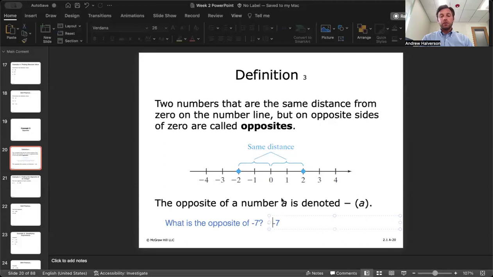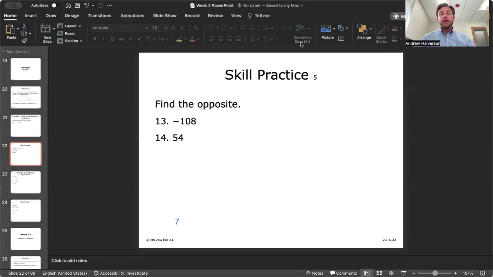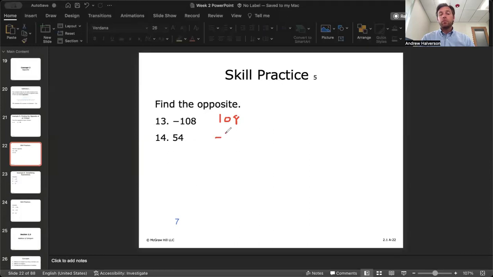Let's do those two negatives. If I had the opposite of -7, those two negatives would cancel each other out to give a positive. We'll talk about that in a second too. But basically, just turn it from positive to negative or negative to positive, whatever you have. Take the opposite sign of your value. So find the opposite of things like -108. The opposite of that would be +108. And the opposite of +54 would be -54. Just change the sign.